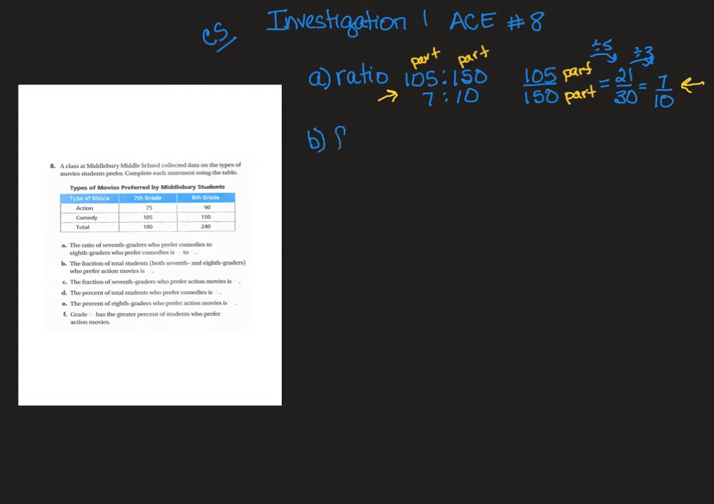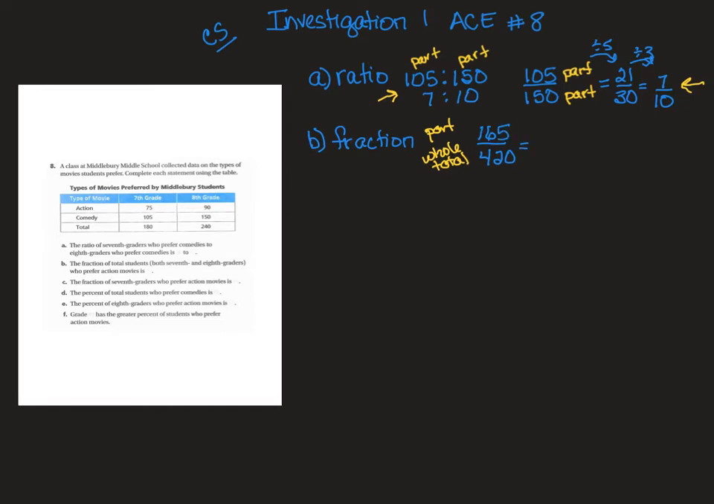B says we need a fraction. And so we know that a fraction is going to be part over whole. So whatever that is, it's going to be the part, and the total or the whole is going to be at the bottom. So I'm looking, and they're looking for 7th and 8th grade students together. So now I'm adding. This is all the students. So there are 180 7th graders and 240 8th graders. So that is 420 students. And the ones that prefer action movies are 75 plus 90. So that's 165.